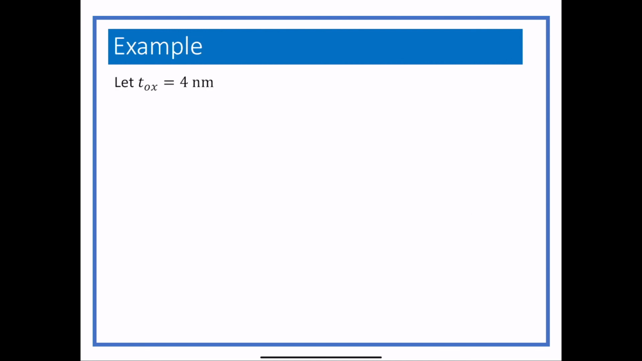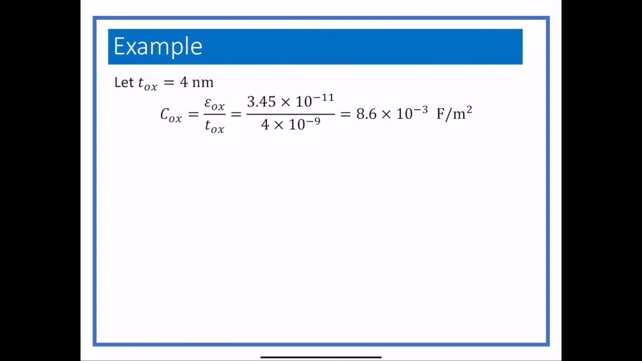So let's say we have a thickness of 4 nanometers. We can easily calculate the oxide capacitance per square meter by just taking the permittivity of 3.45 times 10 to the minus 11 and dividing by the thickness, which is 4 times 10 to the minus 9, and we get 8.6 times 10 to the minus 3 farads per meter squared. Meter squared really doesn't make a lot of sense when you're dealing with small devices. We don't have square meter MOSFETs. We have teeny weeny little MOSFETs.